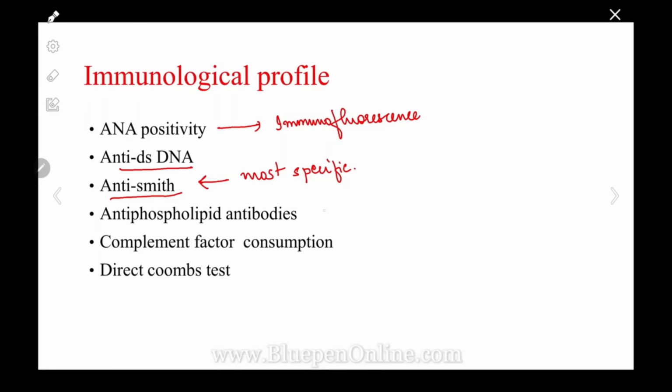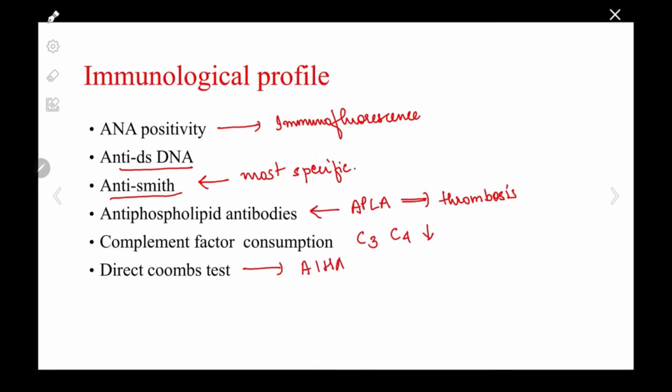Antiphospholipid antibodies, also famously known as the APLA, can be positive in these patients. This carries with it a risk of thrombosis. Complement factor consumption. Because of widespread immune complex deposition and inflammation, the complements are consumed. Thus, there will be decreased C3 and C4 levels. Last but not the least is direct Coombs test positivity, which gives us autoimmune hemolytic anemia.